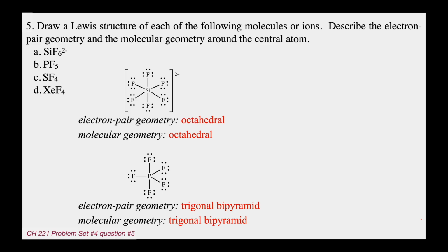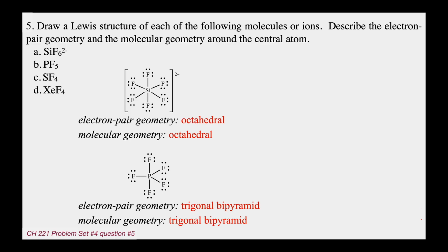Anyway, back to PF5, phosphorus in the middle of 5 fluorines, 5 clouds. 5 clouds means electron pair geometry trigonal bipyramid. And the molecular geometry will also be trigonal bipyramid because there are no lone pairs around phosphorus. The next one is kind of a tricky one, SF4. We're going to do a lot of tetrahedral carbons where there's 4 atoms around a carbon, and so automatically people start thinking, oh, SF4, that's probably going to be tetrahedral as well, and move on. However, if you look on the periodic table, carbon and sulfur are in different groups.